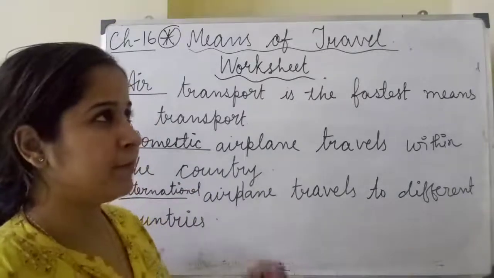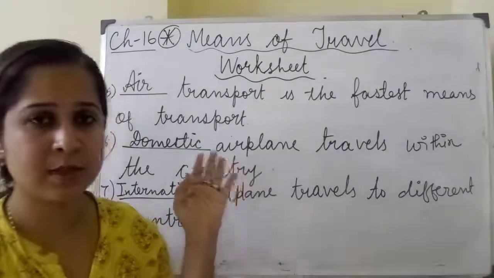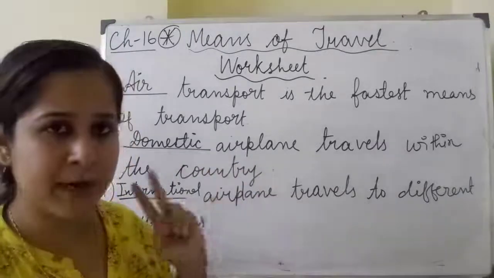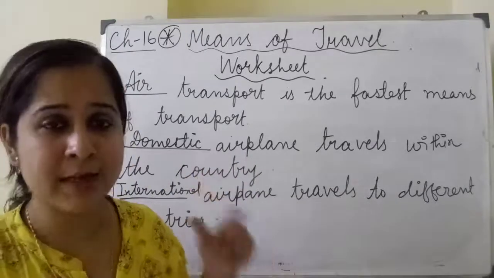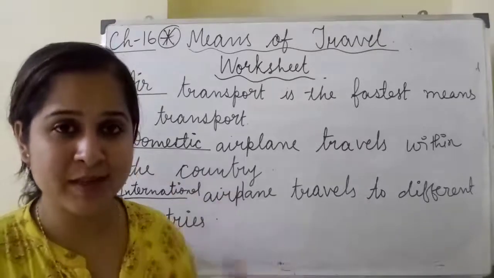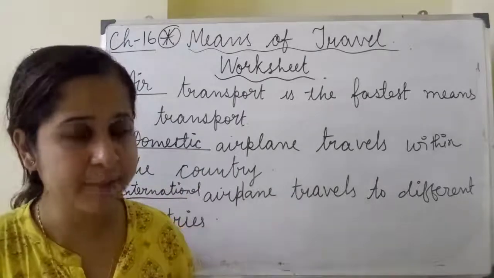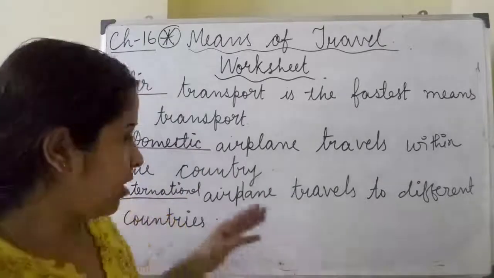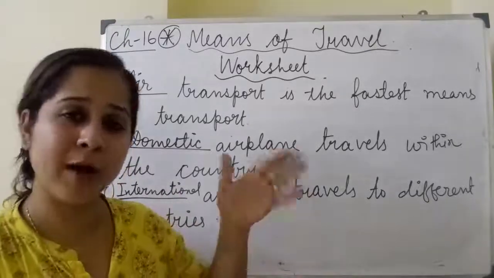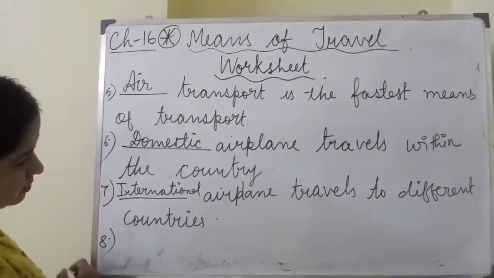So in the last video, when I started this chapter's first video, I have already explained that there are two types of airplanes. First is domestic and second is international airplane. Domestic airplanes are those which travel inside the boundaries of the country, from one state to another state. Fine. But international airplanes are those which travel from one country to another country. So this is international airplane.